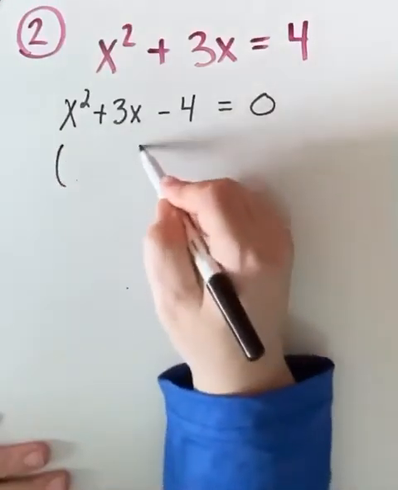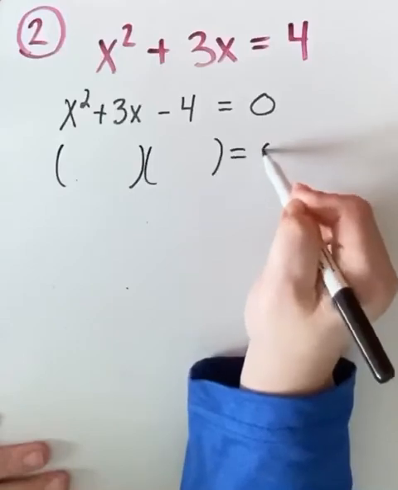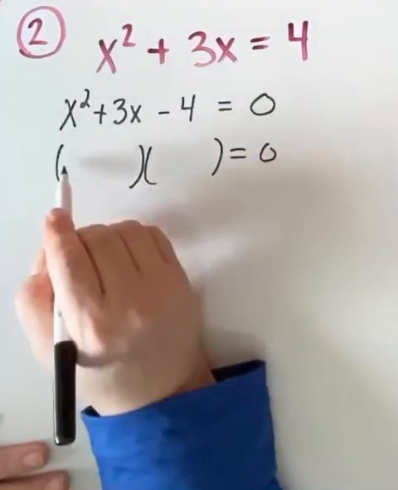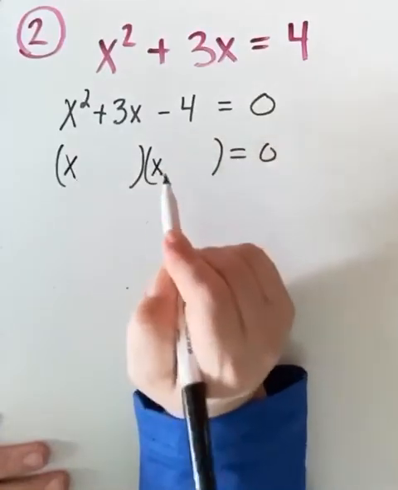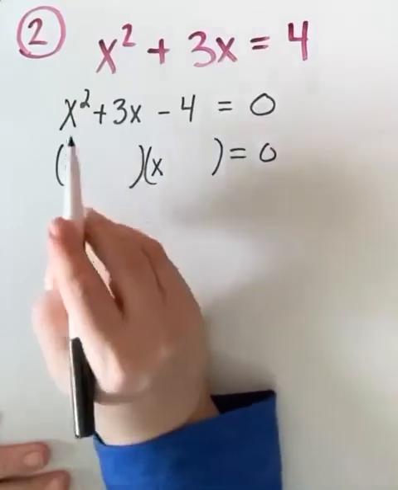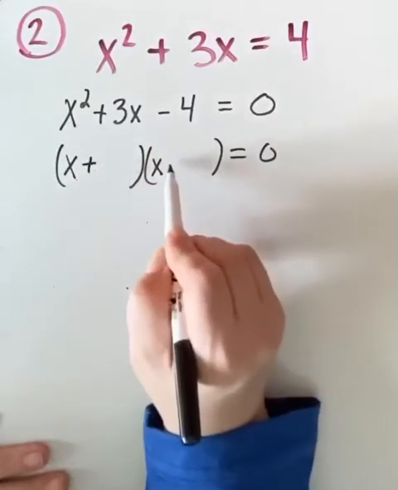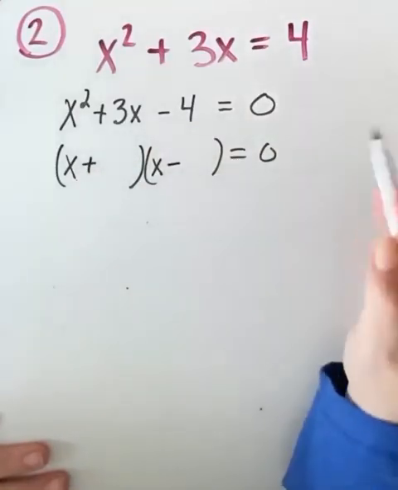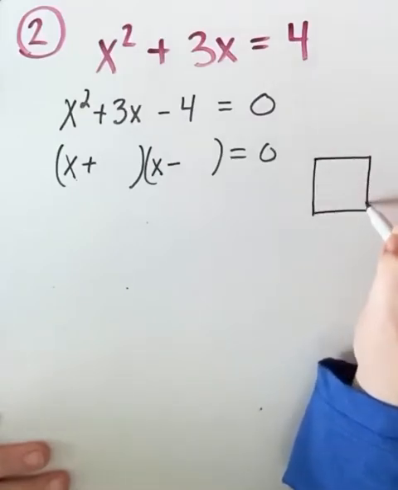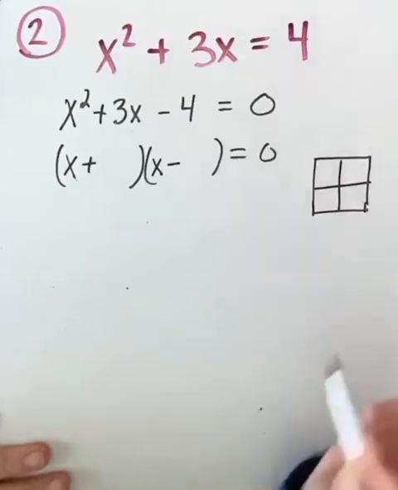When I go to factor this quadratic trinomial, I have a quadratic trinomial where my a is equal to 1, so I know my x squared has to be x times x. I know that by looking at this negative c value that I'm going to have one positive and one negative. Now, if you need to pause the video and go off to the side and use your box to help you factor it, you can do that now.